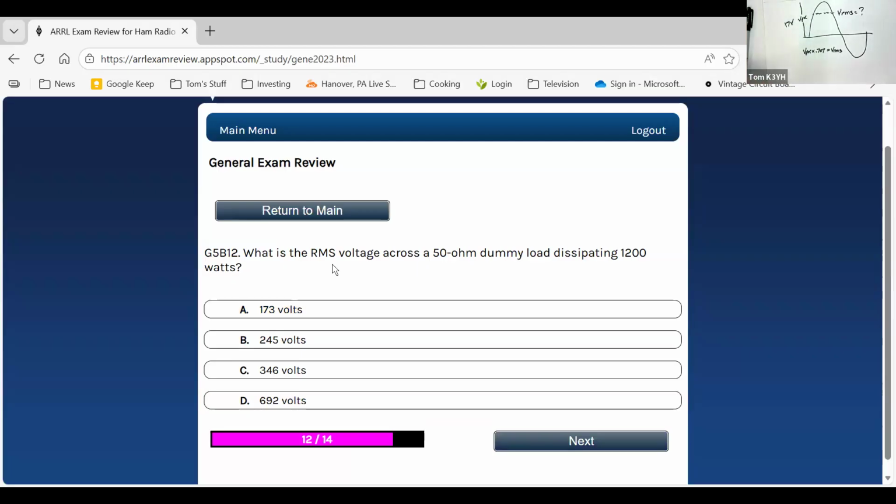All right. So here's an AC power problem. Okay, we have, what's the RMS voltage across a 50 ohm dummy load dissipating 1200 watts? Okay, so let's draw the picture. Well, what page is this one on? Page 47. So if you're following along in the book, it's on page 47.